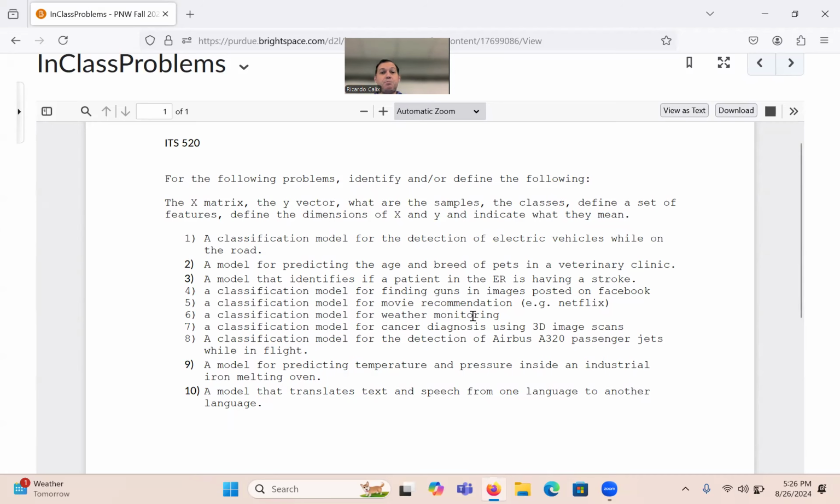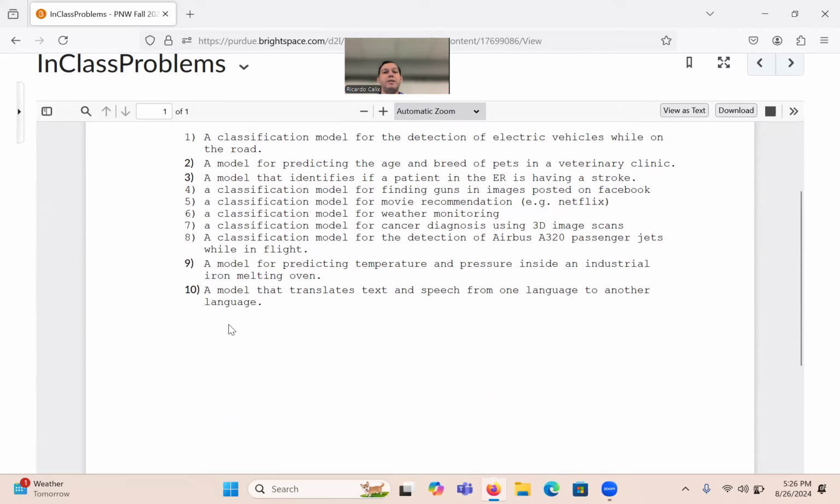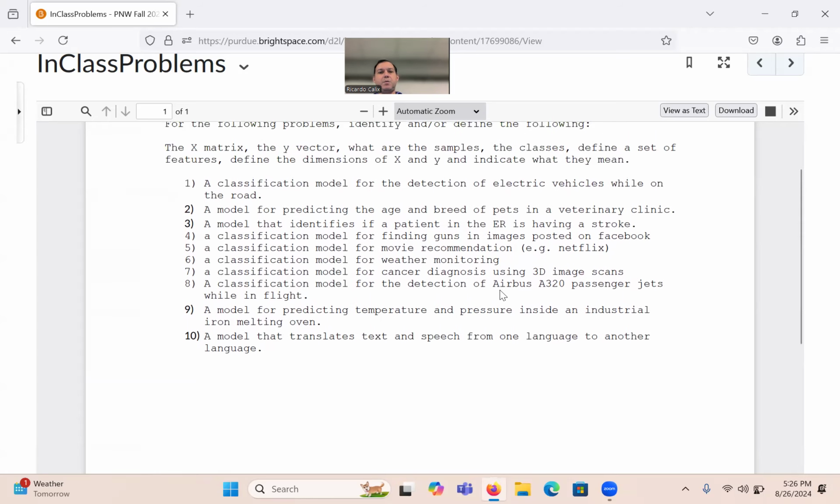All right, some of these are more complex than others. For instance, problem 10, a model that translates text and speech from one language to another. That's a little bit more challenging to think about, and how to arrive at that X and Y. But let's start with this one. Number 8, a classification model for the detection of Airbus A320 passenger jets while in flight. I find it easy to think about such things, and it's a good example to get the dimensions of that X and Y going.